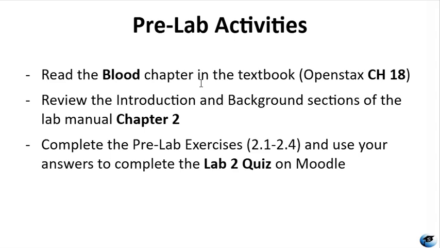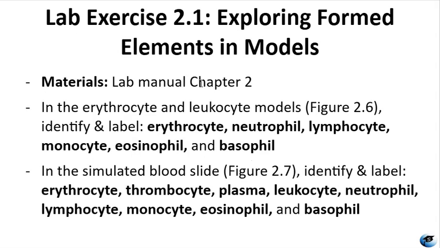After that, for lab exercise 2.1, you're going to be looking at different formed elements of blood in models and simulated slides. So begin by looking at chapter 2 of the lab manual and use the images there to guide you. So figure 2.6 that has the erythrocyte and leukocyte models, you will use those to identify and label erythrocytes, neutrophils, lymphocytes, monocytes, eosinophil, and basophil.